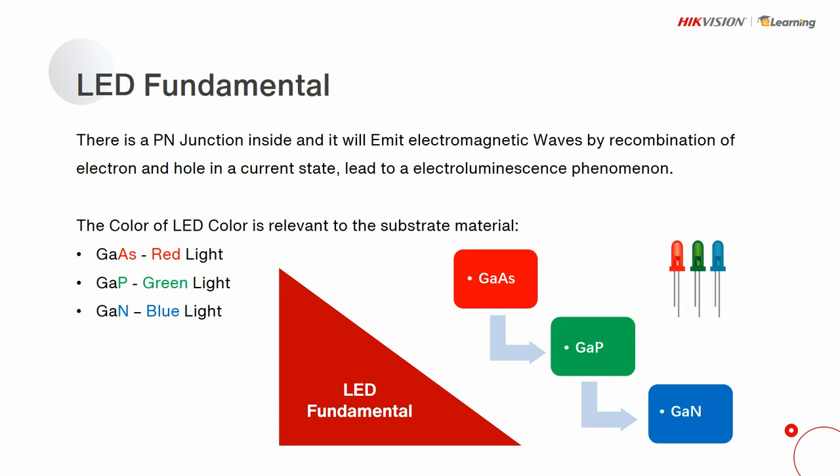From the first chapter, we knew that LED lamps can provide us different colors. But why? How can it make different kinds of color? The color of LED is relevant to the substrate material. For example, gallium arsenide is for red light, gallium phosphide is for green light, and gallium nitride is for blue light, right? Because they are all semiconductors and they have p-n junctions inside, so when you apply a voltage to them, they take on a different color.